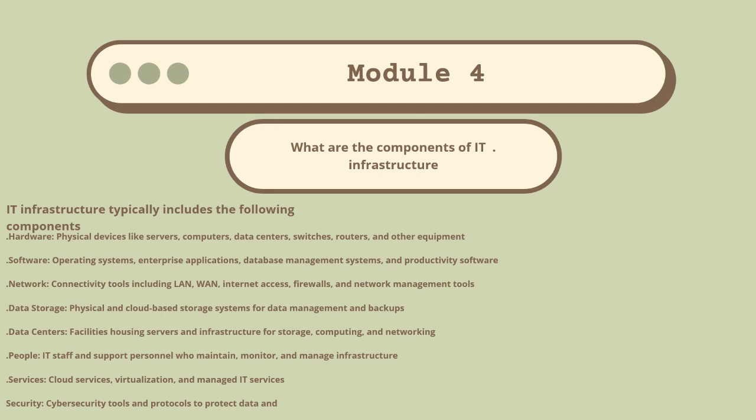Fifth, data center. Special buildings with a lot of servers that store and process big amounts of data. Sixth is people. The IT team who fixes issues, sets up systems, and keeps everything running smoothly. Also services. Things like cloud computing to tech support that help manage and improve the IT system. And the last one is security. Tools like firewalls and antivirus software that protect the system from hackers and threats.